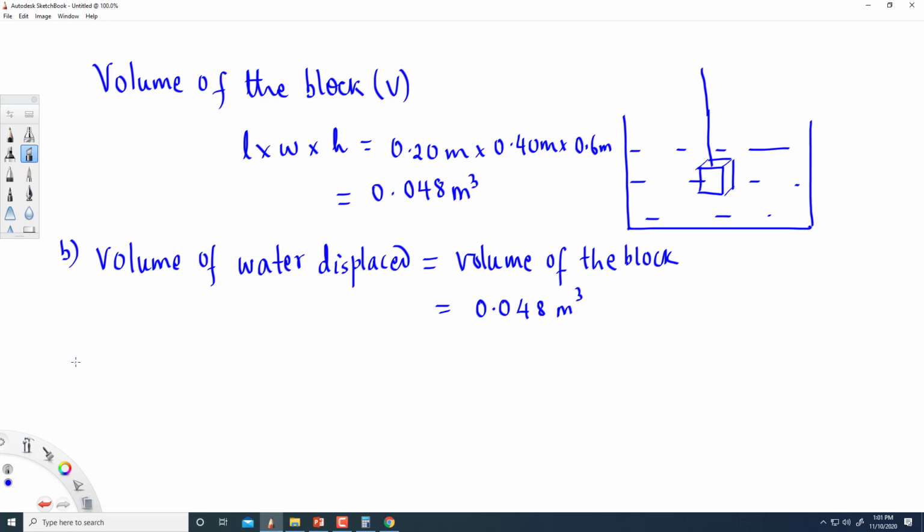Now let's go to part A. What is the weight of the water displaced by the block? We want to find the weight. So, what is the formula for weight? You guys remember the formula for weight? What's the formula for weight?